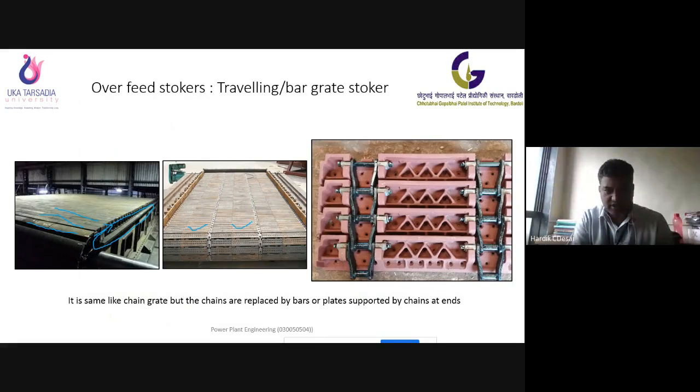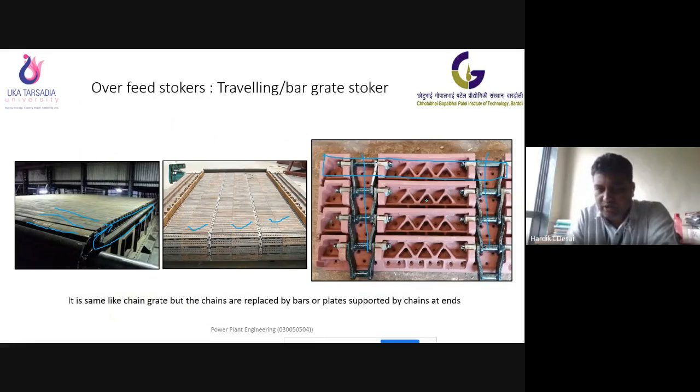Here your grate is divided in three parts. Okay, and you can see this hole also. If you want to see the bottom side view for this, your plates, you can have the arrangement like this. This is the chain, and this is your plates, over which your fuel is going to burn.